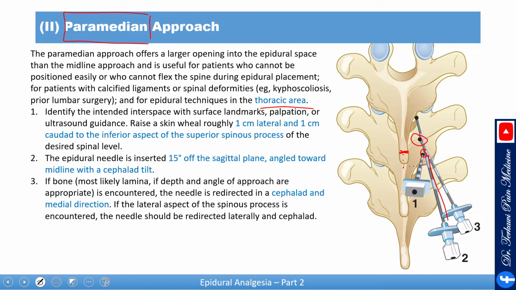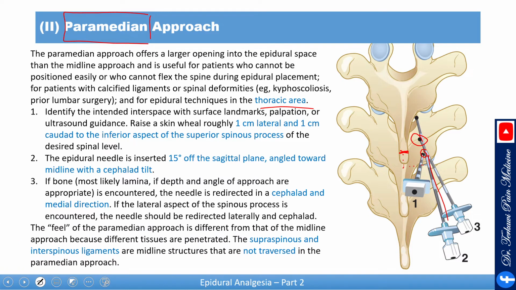If the lateral aspect of the spinous process is encountered, usually within a few centimeters, then the needle should be redirected laterally and cephalad. The feel of the paramedian approach is different from the midline approach because different tissues are penetrated. The supraspinous and interspinous ligaments are midline structures that are not traversed in the paramedian approach.